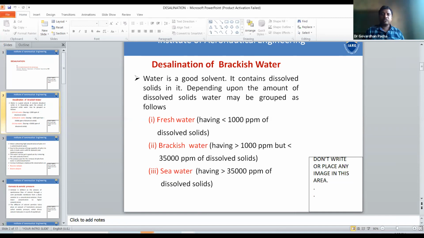First of all, osmosis. Osmosis is defined as the process of spontaneous flow of solvent molecules from lower concentration to higher concentration. These two concentrations are separated by a semi-permeable membrane. Okay, ma?